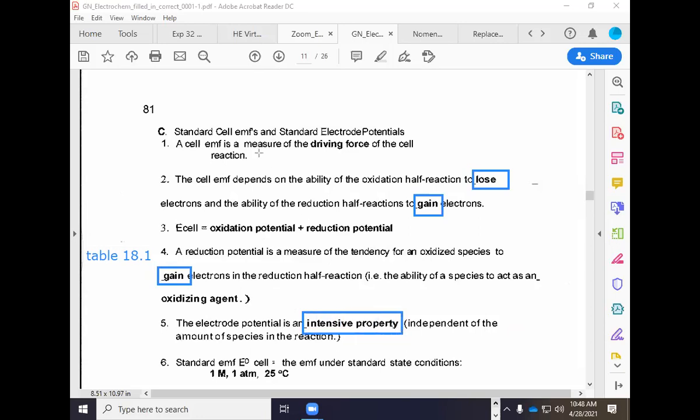Okay, so what this means for us is that we would multiply the half reactions, but we leave the volts alone. So when we are balancing the electrons and we multiply the half reactions, we leave the volts alone. That's the idea of an intensive property.